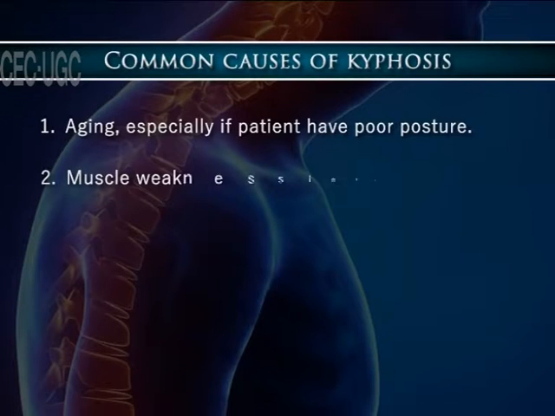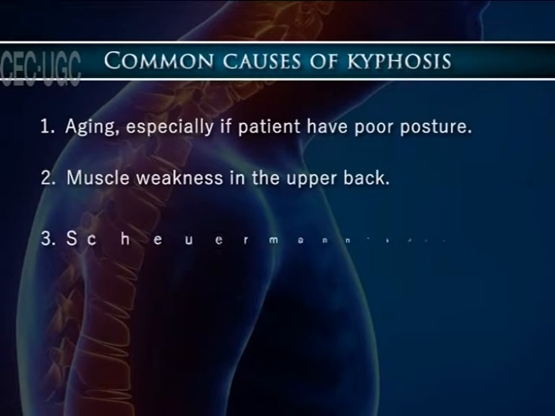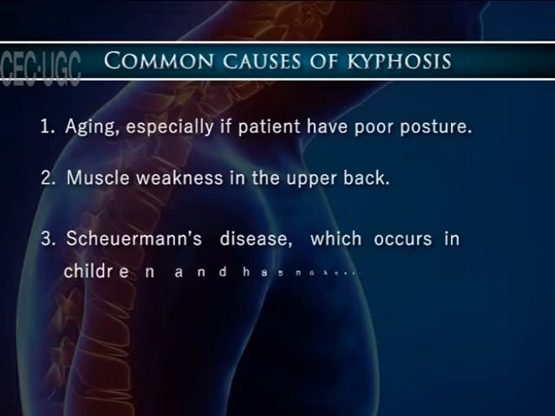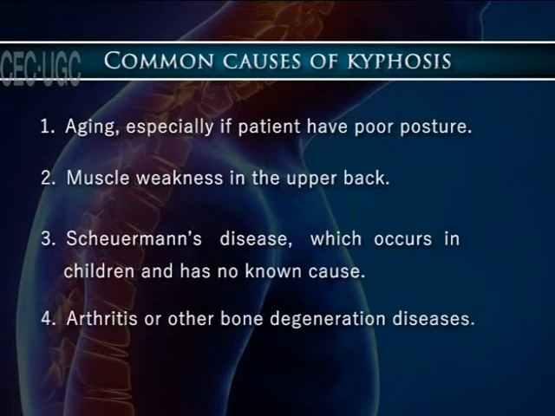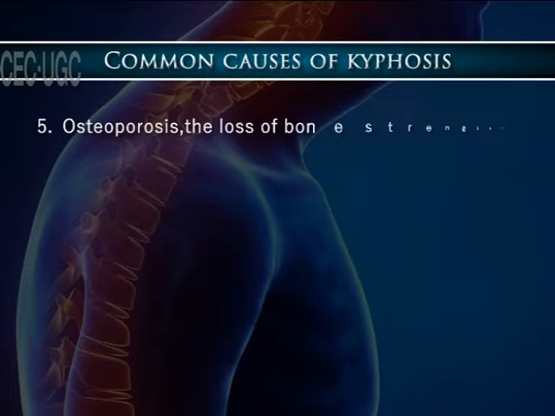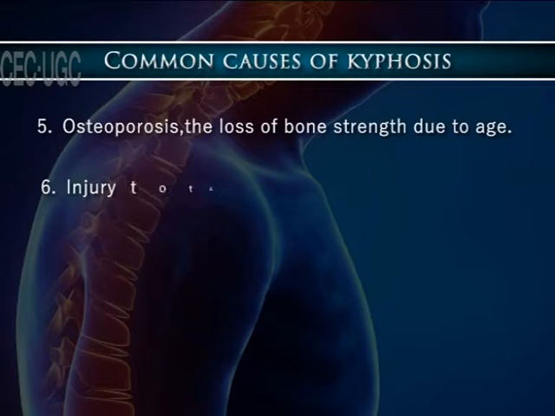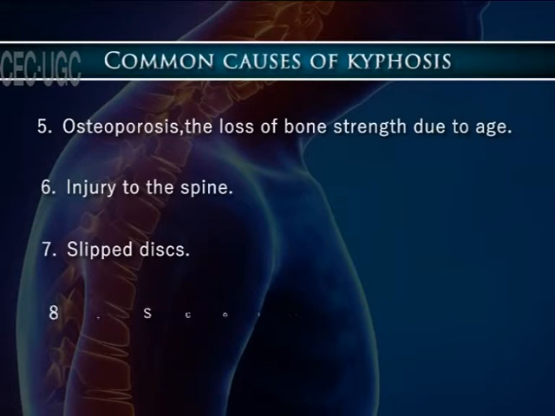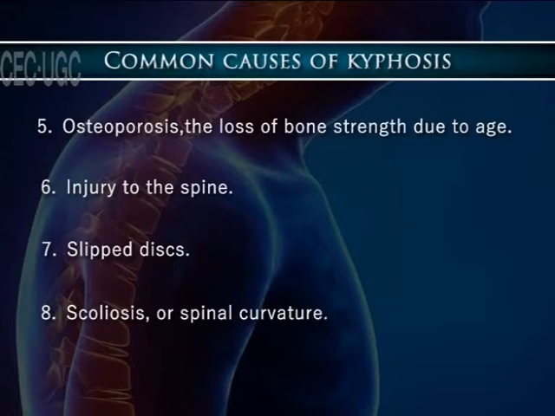Second one, muscle weakness in the upper back. The third one, Scheuermann's disease, which occurs in children and has no known cause. Fourth one, arthritis or other bone degeneration diseases. Fifth one, osteoporosis, the loss of bone strength due to age. Sixth one, injury to the spine. Seventh one, slipped discs. And last one is scoliosis or spinal curvature.